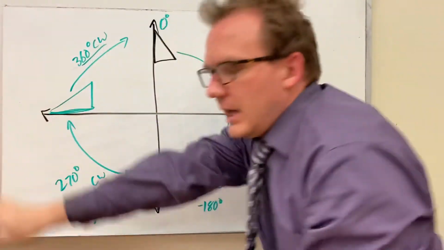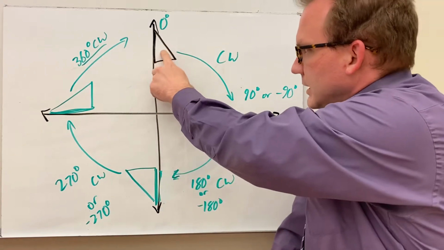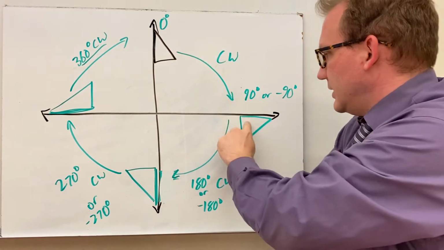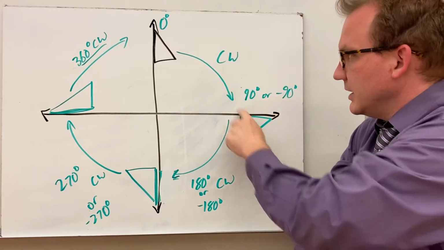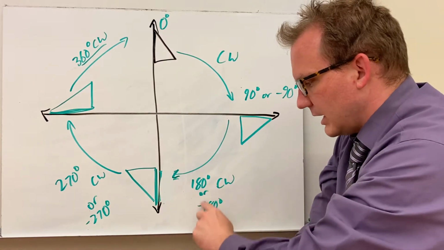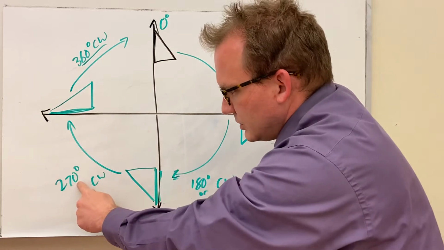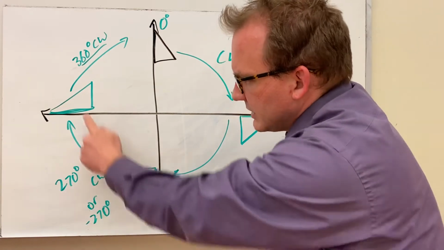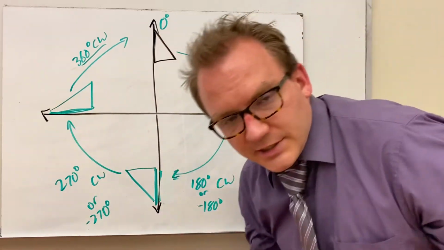Now, if I rotate clockwise, that's where you're going to be looking at potentially negative. So same type of triangle here. I rotate it 90 degrees clockwise or negative 90 degrees. That'd be here. If I rotate it again, it'd be here. That'd be at 180 degrees clockwise or negative 180 degrees. You do again, you end up at 270 degrees clockwise or negative 270. And then if I go again, I end up back where I started at 0 because I did 360 degrees.